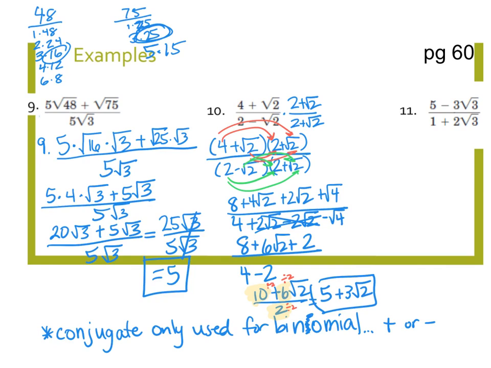Okay, I'm going to rewrite number 11 at the top because I don't have space there beside it. I don't have any radicals that can be simplified, so I'm going to multiply by the conjugate.